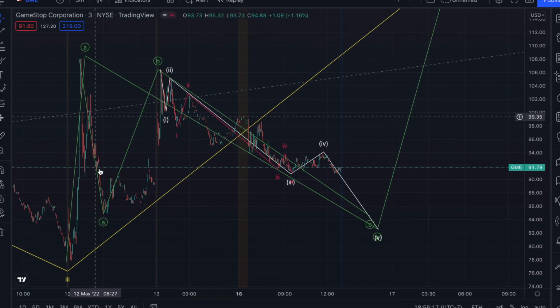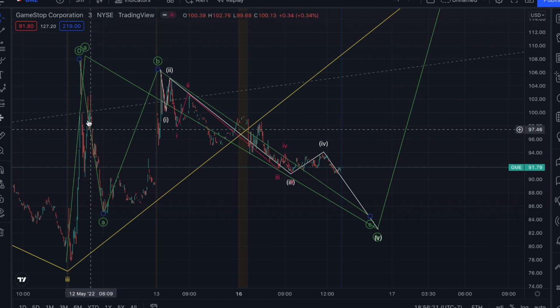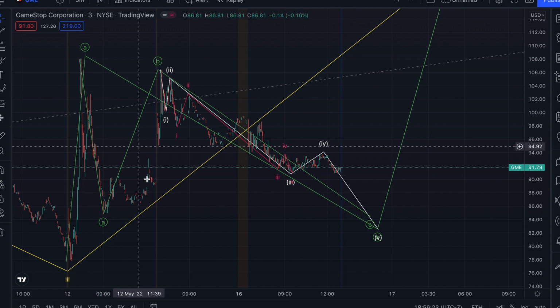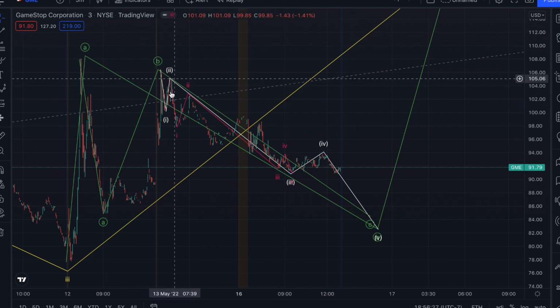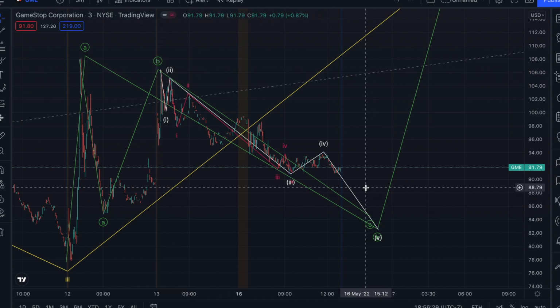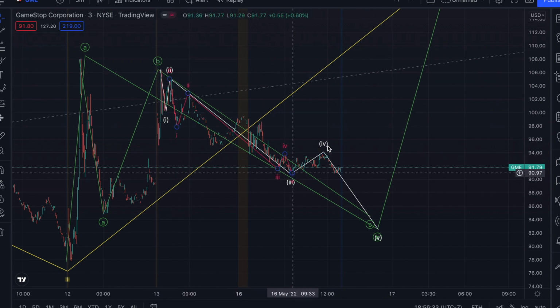We have 5 down into A. Or actually, what am I saying? I guess this is technically counted as a flat. You have ABC, 1, 2, 3, 4, 5, and a C. Whatever, it doesn't matter. But anyways, the C leg should be made up of 5 waves. So we have 1, 2, and then 1, 2, 3, 4, 5 into 3, 4, 5.